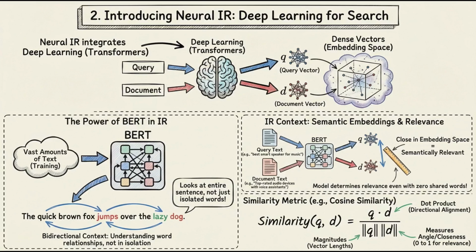In plain terms, we calculate the dot product of the query and document vectors, and then divide that by the product of their individual magnitudes. This gives us a precise measurement of their directional alignment, effectively quantifying how well the document answers the user's intent.